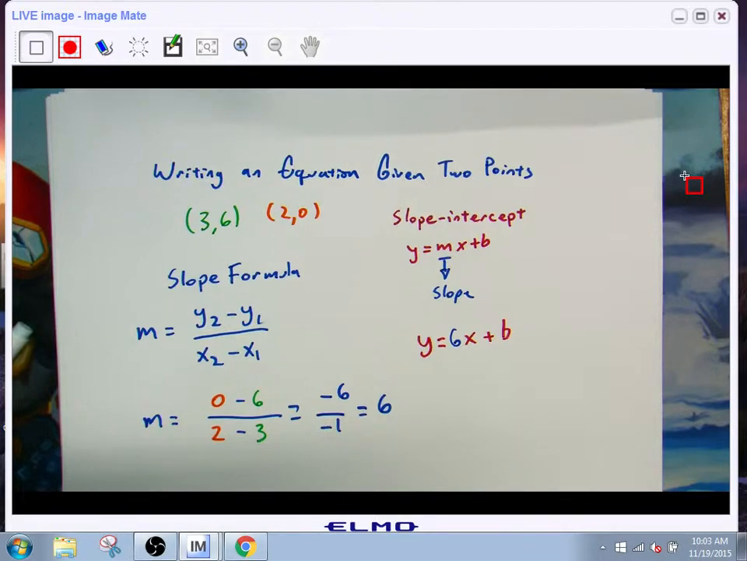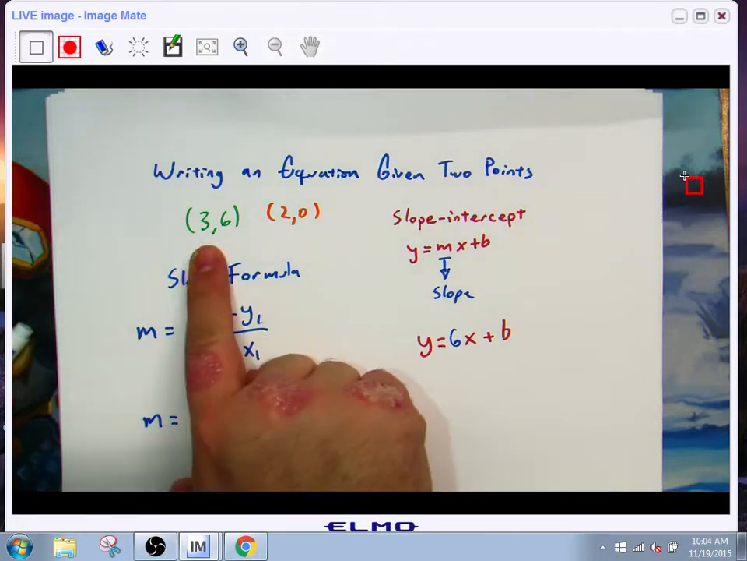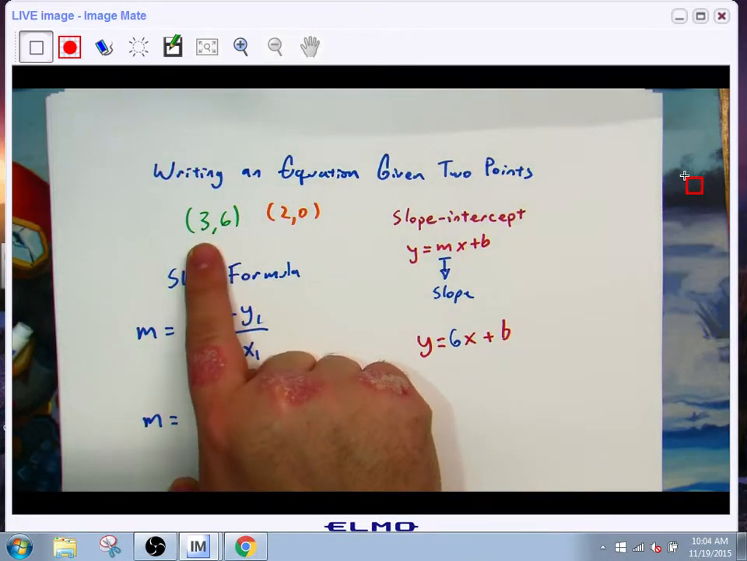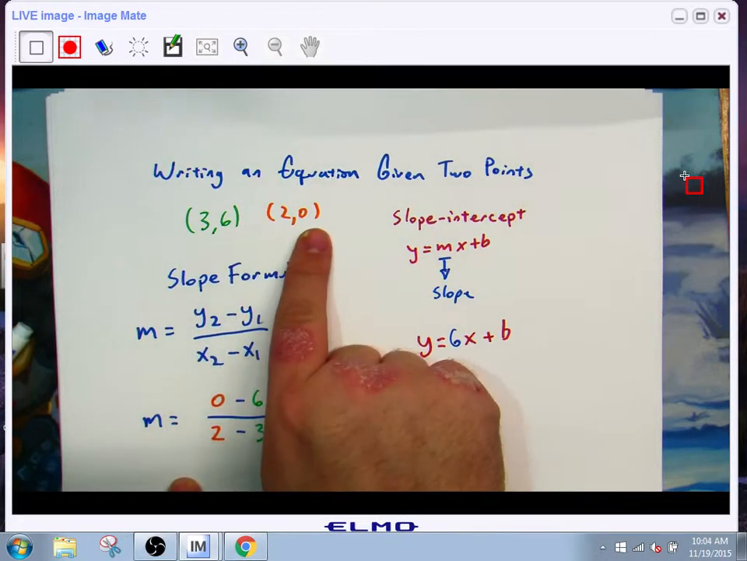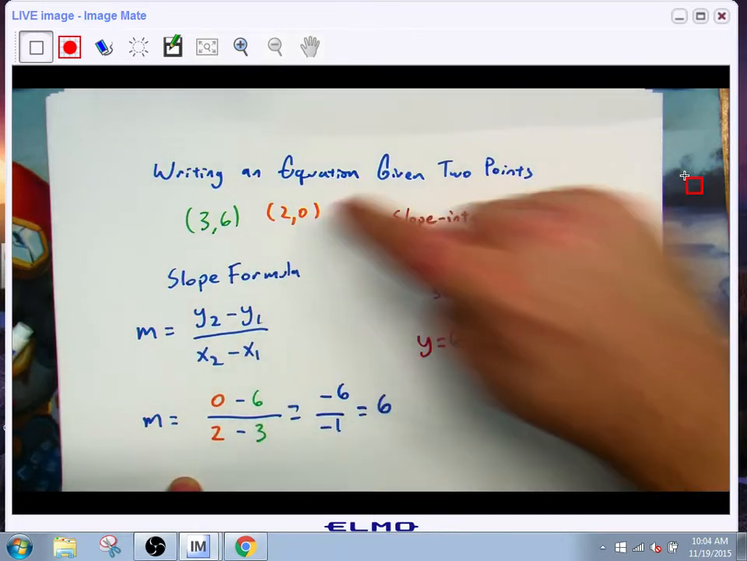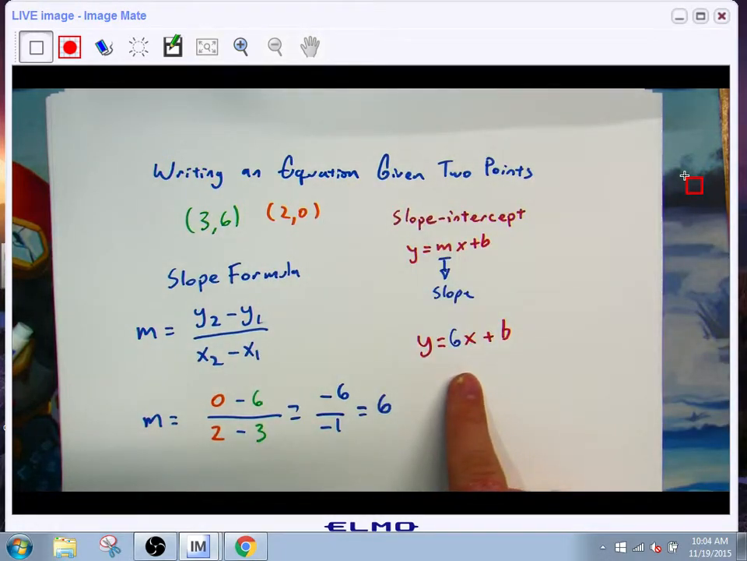So now I need to figure out what my b is. I need to know what my intercept is. How do I do that? How do I figure out what my intercept is? Well, it turns out it's not that terribly hard. I have 2 points. I have 2 x's and y's. X is 3, y is 6, x is 2, y is 0. If I take these points and plug them into my equation, I'll have y, m, and x, and the only thing I'll be missing is b.